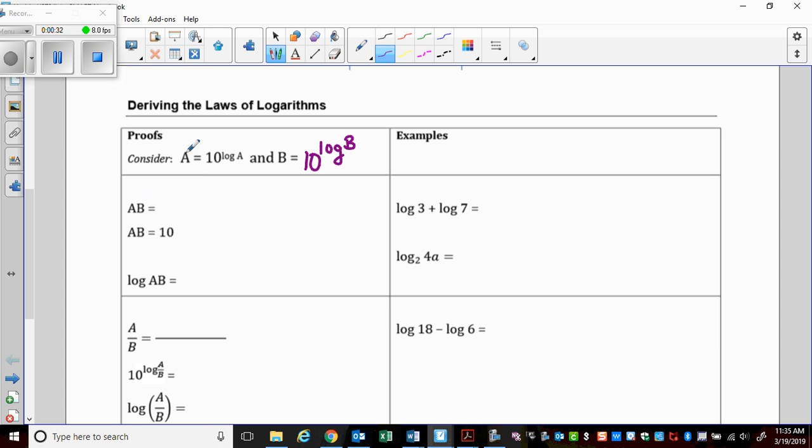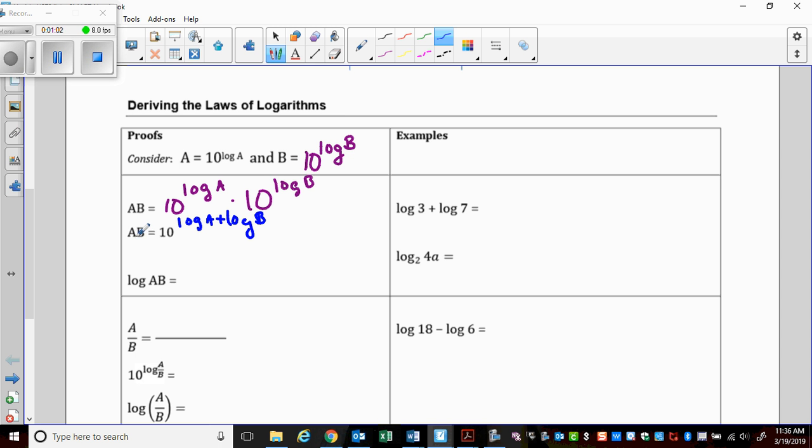So A times B, we're going to multiply these, is 10 to the log of A times 10 to the log of B. And when we multiply the bases, we add the exponents. We know this from properties of exponents. So this is going to be 10 to the log of A plus log of B. And I'm just going to prove this property.